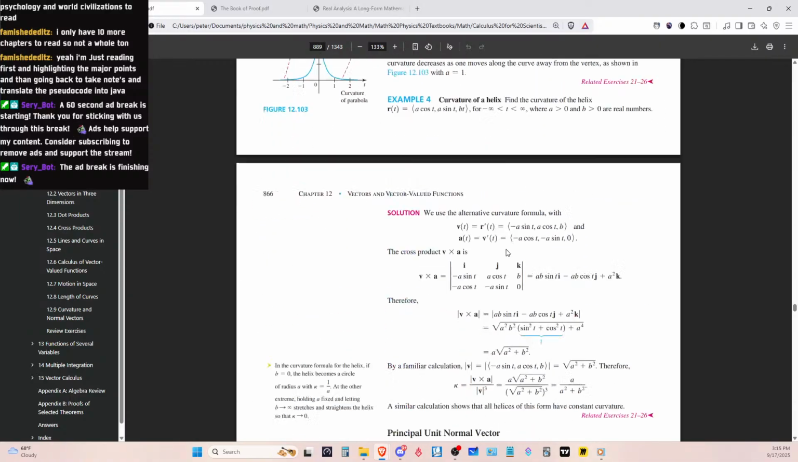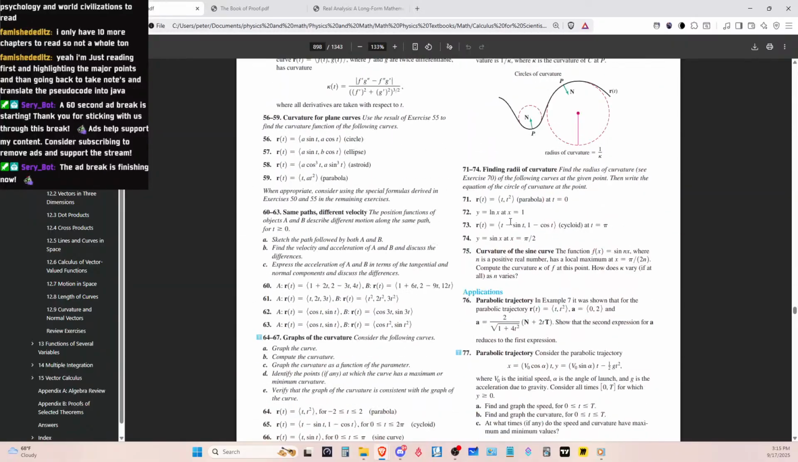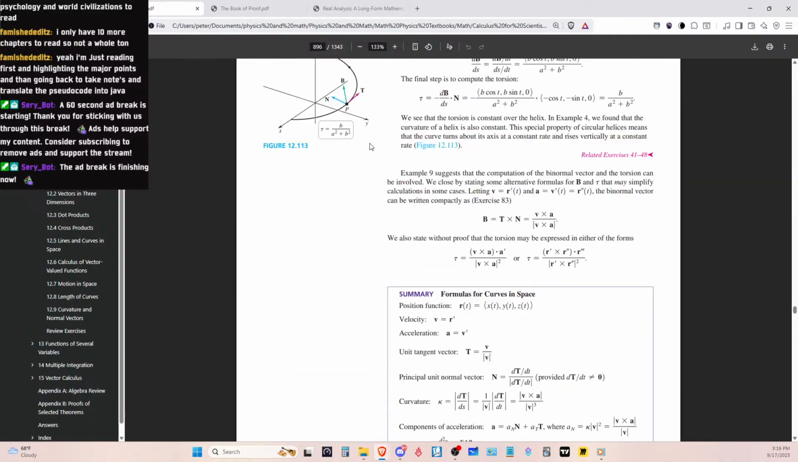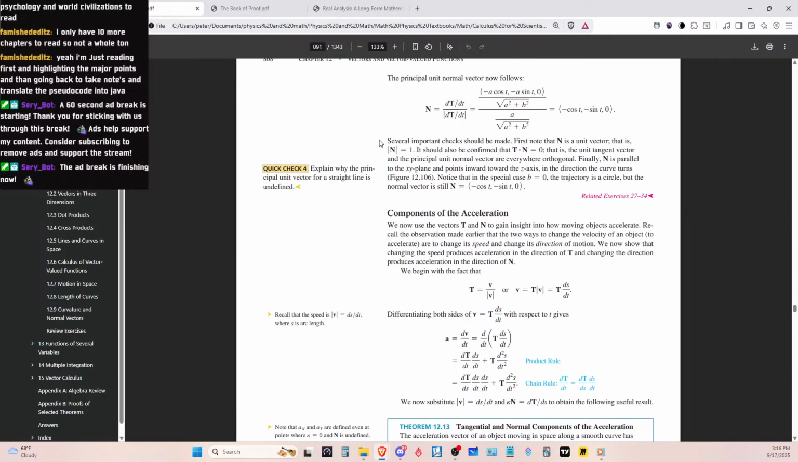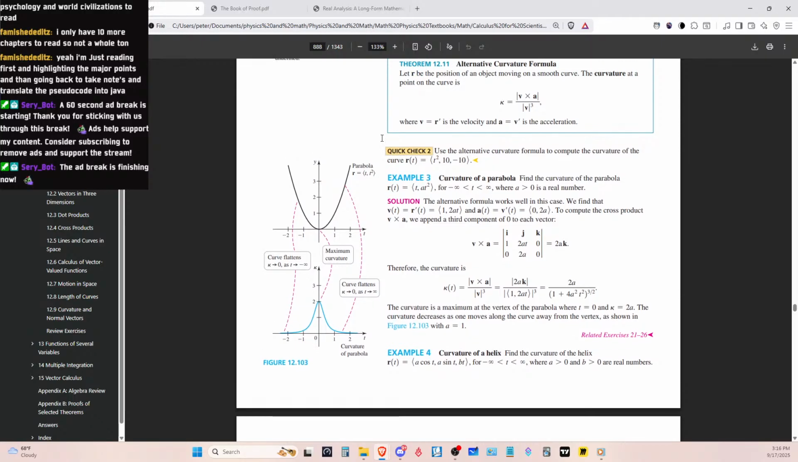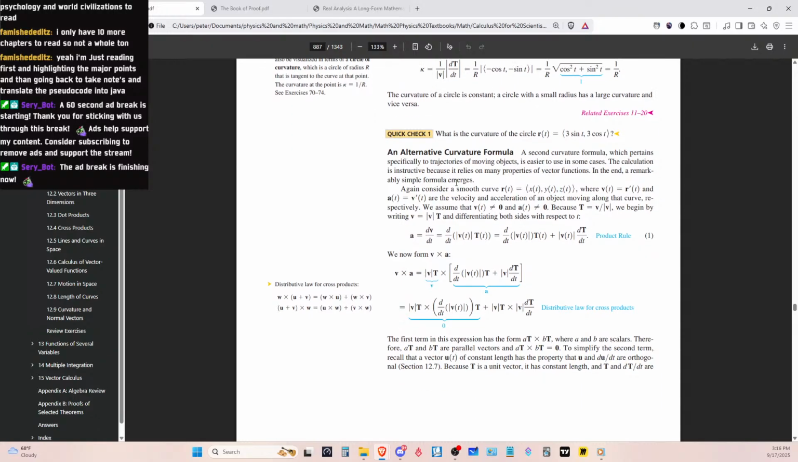And I think at the end of the book, I mean not the end of the book, the end of the chapter, yeah, there we go. Alright. But that was only the first section. Okay, now we're on to the next part, alternative curvature formula. The second curvature formula, which pertains specifically to trajectory of objects, is easier to use in some cases.